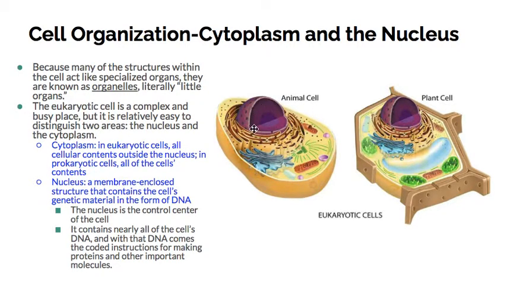The nucleus here is this purple structure in the animal and plant cell. It is a membrane-bound and closed structure that contains the cell's genetic material in the form of DNA. The nucleus is known as the control center of the cell, and it contains nearly all of the cell's DNA, and with that DNA comes the coded instructions for making proteins and other important molecules.